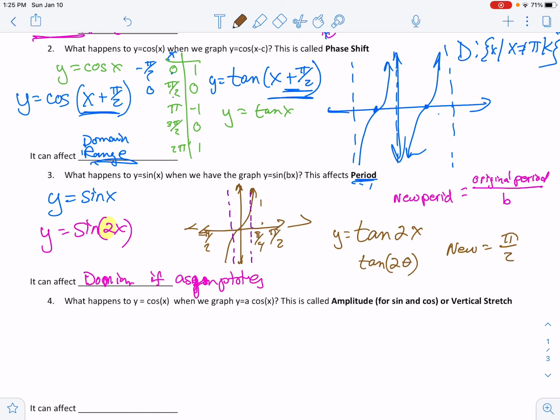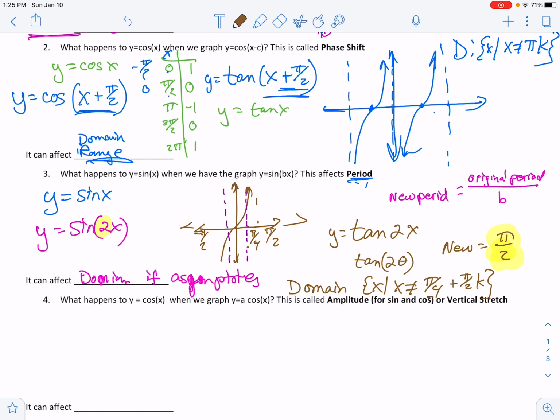So it changed my domain. So my domain now is x can't equal pi over 4. And how often does it repeat? We just have a new period, remember? Pi divided by b. So now instead of adding pi, we're adding pi over 2k. Stop. Pause on that and think about that, y'all. You moved the asymptotes because the time it takes to repeat, and then what you're adding here, is different.